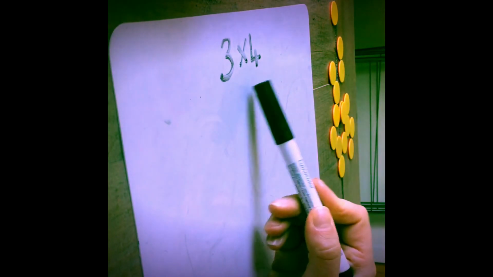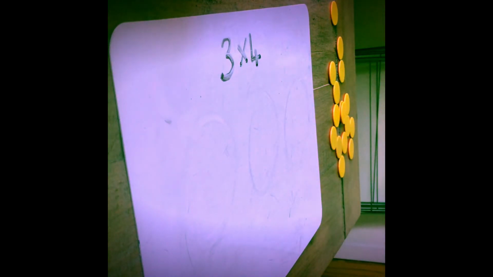So the next strategy I'm going over is grouping. Now grouping helps us put multiplication into a real life context, which makes numeracy a lot easier when we do that. So here's a question, 3 times 4. Let's say I was doing a PE task and I needed 3 groups of 4.